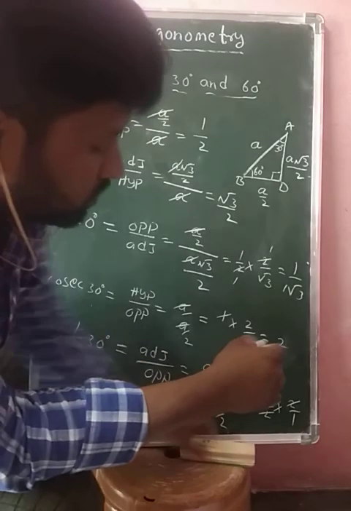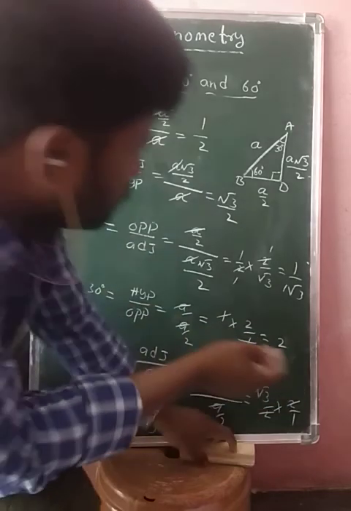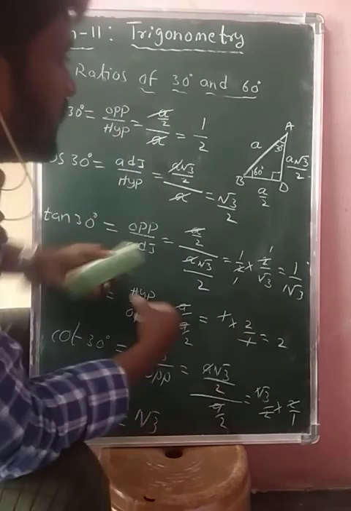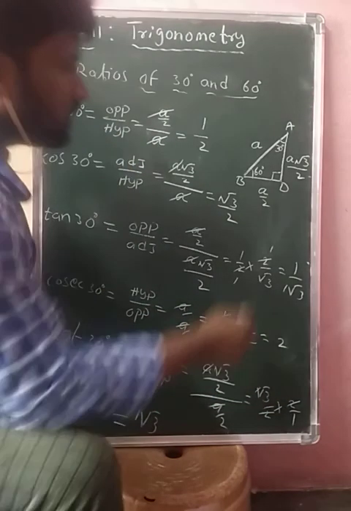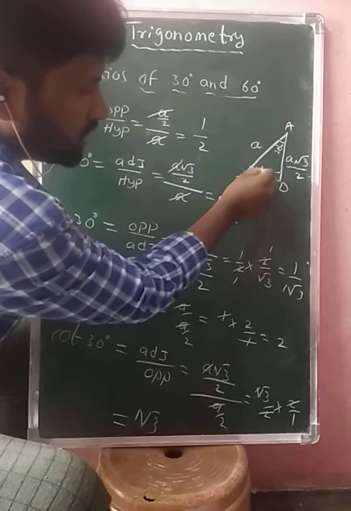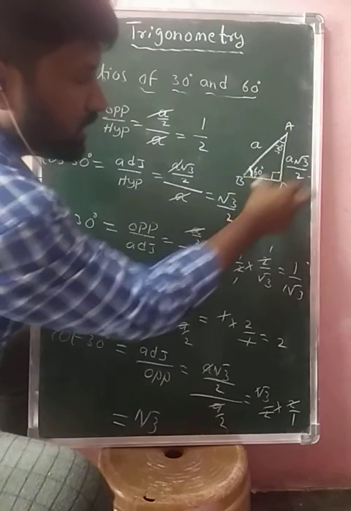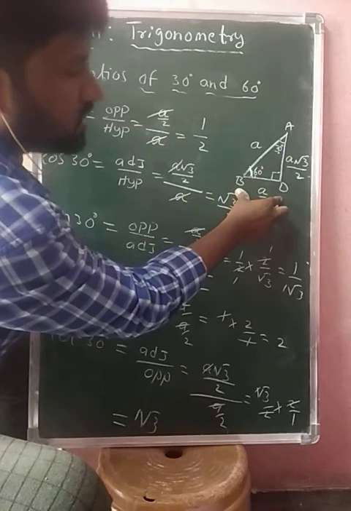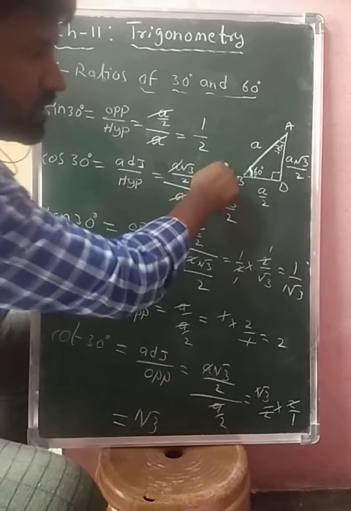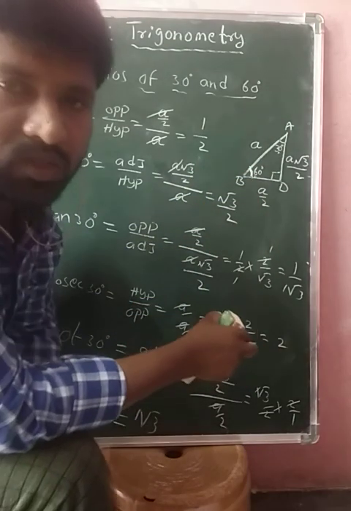Is it clear? So like this we can find the T ratios of 30 degrees. Now, you take 60 degrees. With respect to 60 degrees, AD is the opposite side, BD is the adjacent side, and AB is the hypotenuse. Then find the T ratios of 60 degrees by using this diagram.